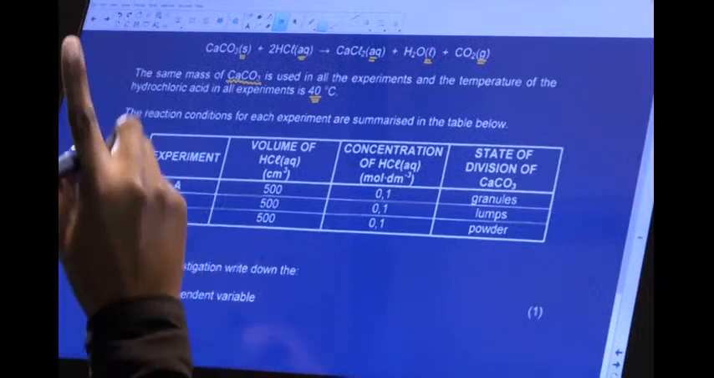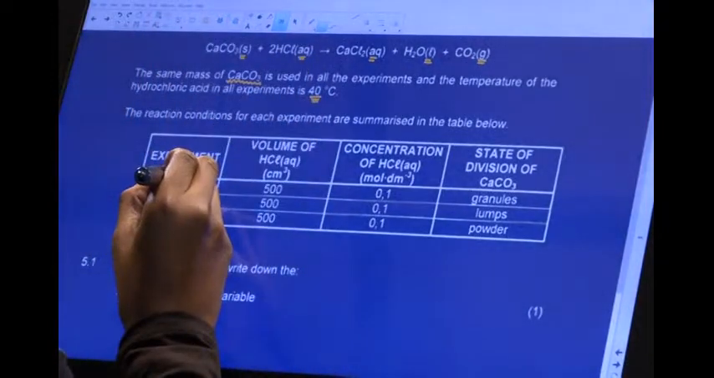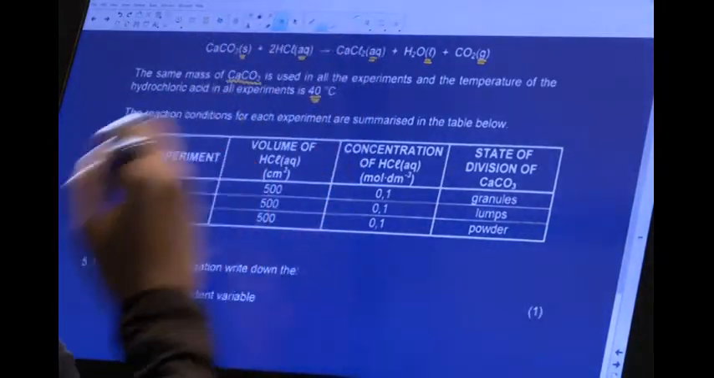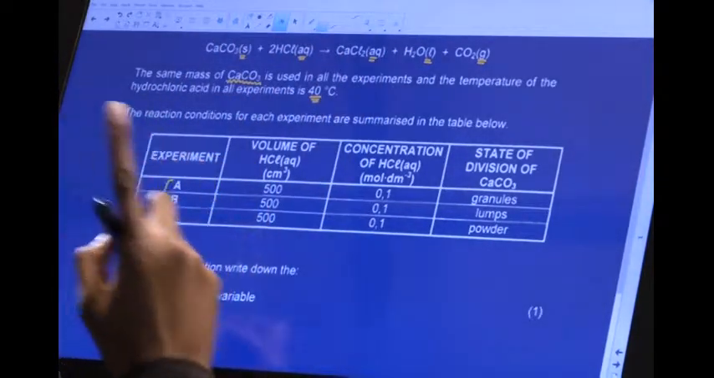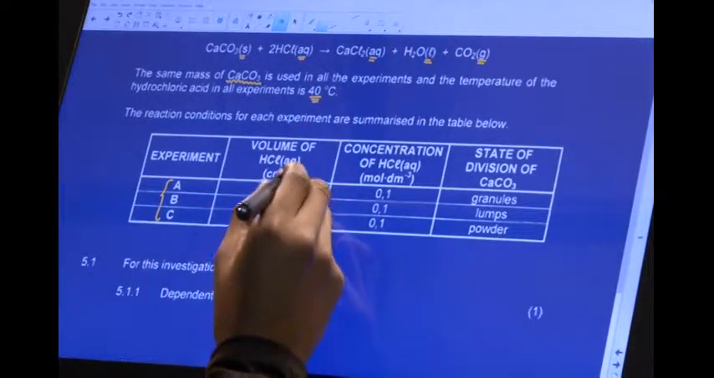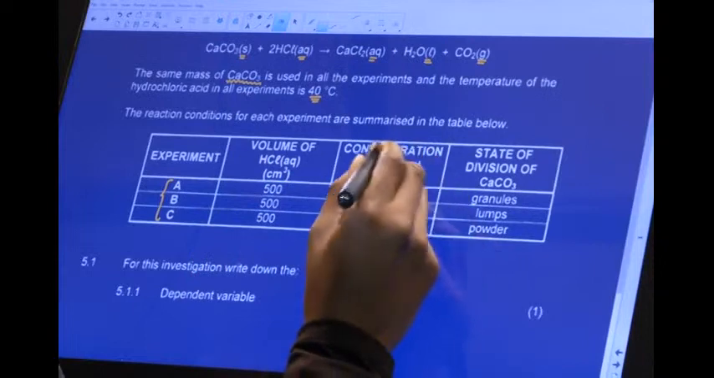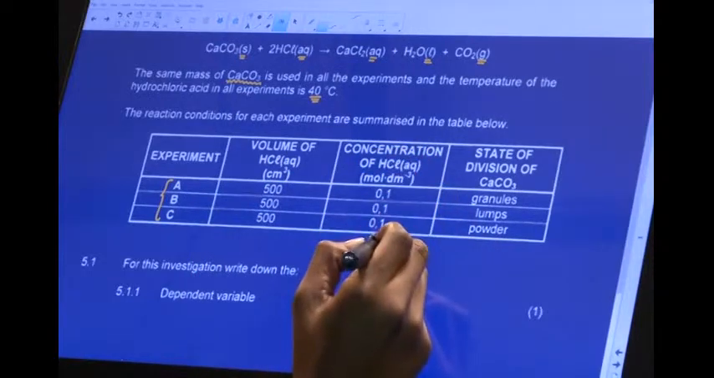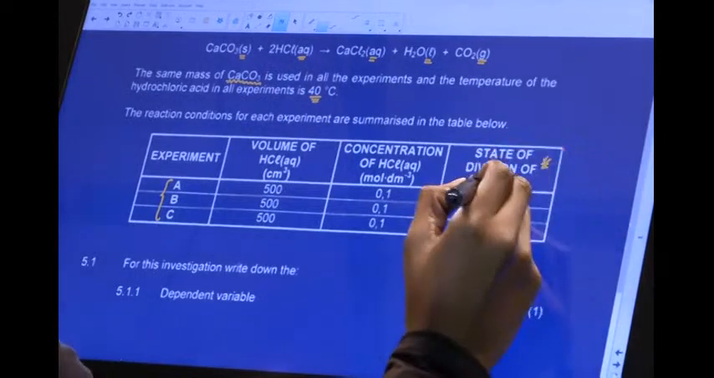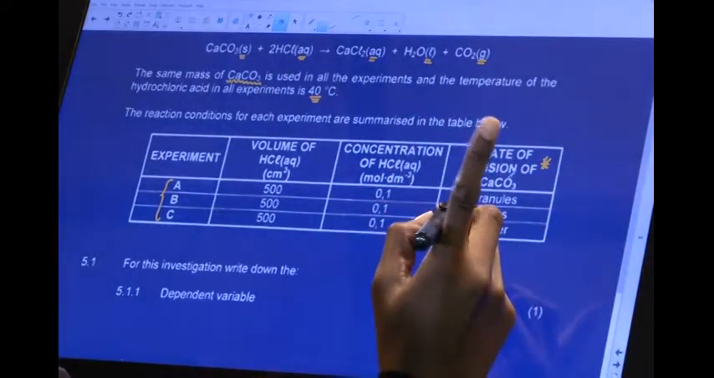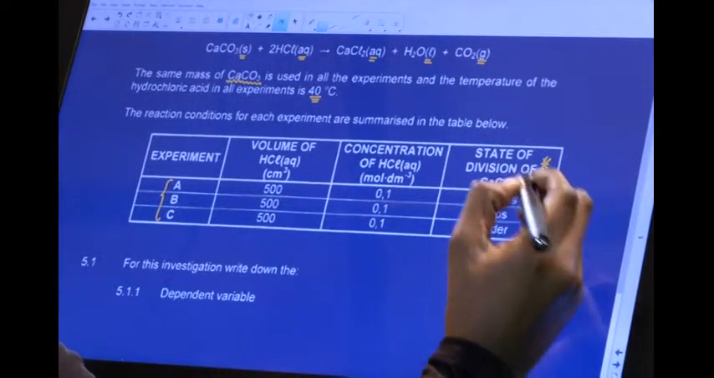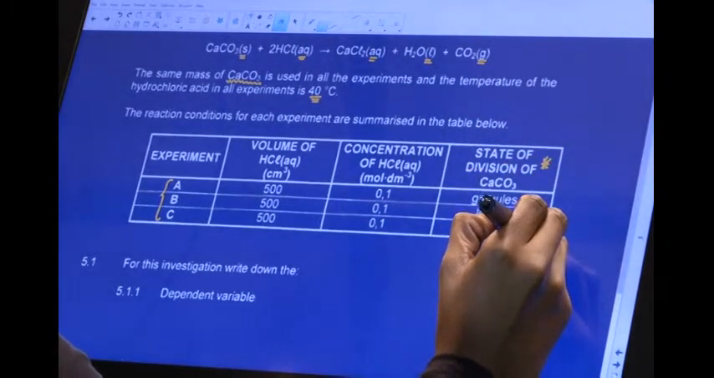Now remember, if ever you are required to say which experiment was faster or slower, you have to stick with A, B, C. Don't say experiment 1 and so forth. Keep it like this because that's what the examiner is looking for. So I can see that the volume of hydrochloric acid was kept the same. I can see that the concentration of hydrochloric acid was kept the same. However, the state of division of the CaCO3 is what changed. In experiment A, it was granules. In experiment B, it was lumps. And in experiment C, it was powder.